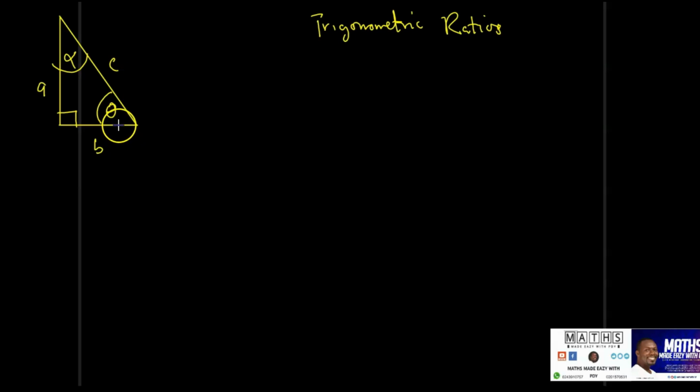From investigation, it's realized that there's a connection between the interior angles and two of the sides. So if I limit myself to theta, there's a connection between A and B and theta using a particular trig ratio. Likewise, there's a connection between C and B and theta, and likewise between A and C and theta. Are you following what I'm saying? There's a relationship, and that relationship is given as what?